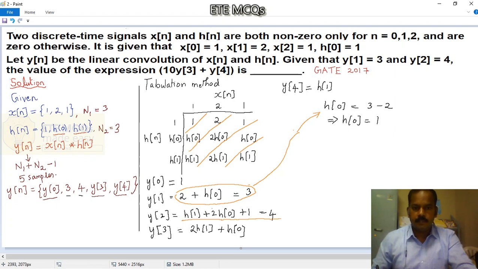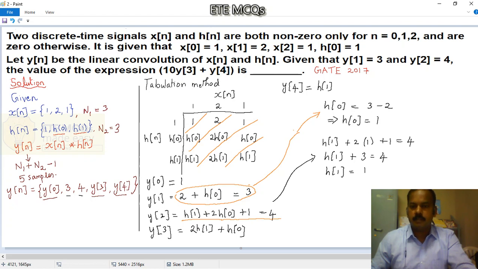Similarly, y of 3 is not known. So again, from here, h of 1 has to be identified. So you have h of 1 plus 2 times h of 0. H of 0 is again 1, so h of 1 plus 2 plus 1, which is 3, is equal to 4. So h of 1 is equal to 4 minus 3, which is equal to 1. So we have found h of 0 and h of 1, and we already know that h of 1 is nothing but y of 4. So y of 4 is equal to 1.